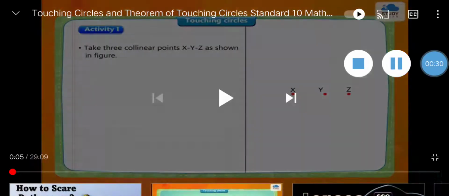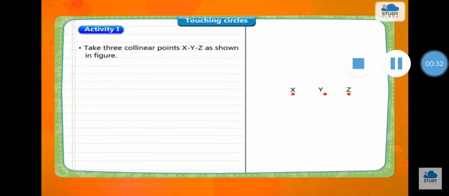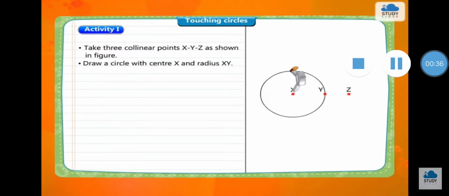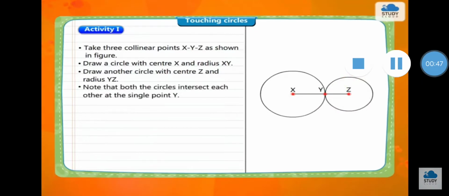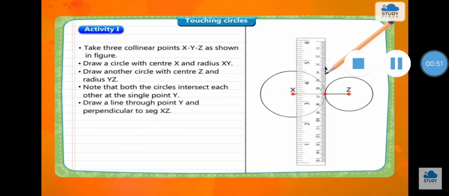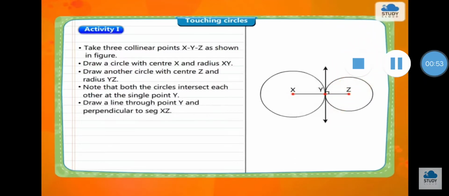Take 3 collinear points X, Y, Z as shown in the figure. Then draw a circle with center X and radius XY. Now draw another circle with center Z and radius YZ. Note that both the circles intersect each other at a single point, that is Y. Now draw a line through point Y and perpendicular to segment XZ. Note that this line is a common tangent of the two circles.